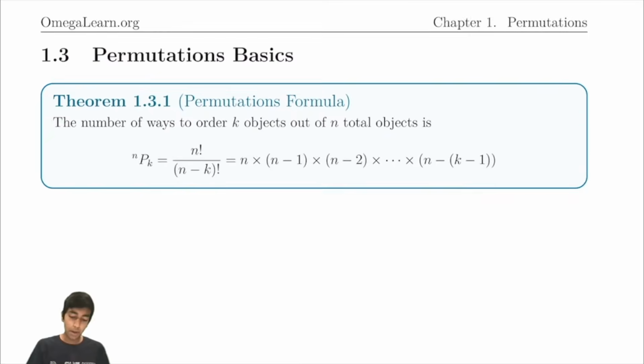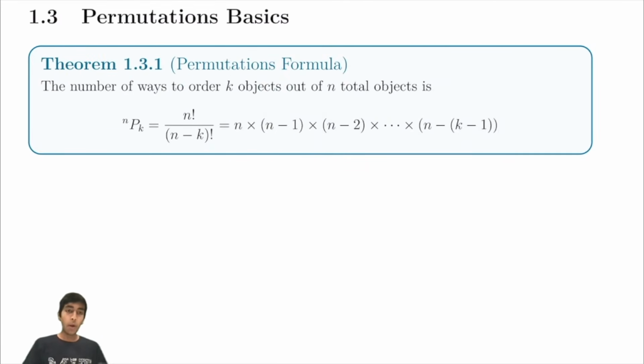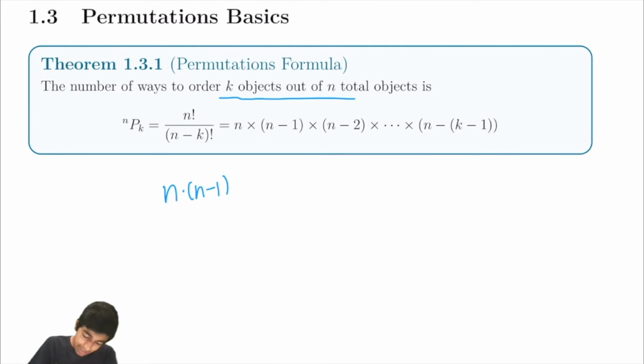Now let's explore the permutations formula. So what we just explored is an application of that formula. I know this might look a little scary, but it's just basically what we did, just generalized. So essentially what this is saying is that the number of ways to order k objects out of n total objects is just n times n minus 1 times n minus 2, all the way till n minus k plus 1. It's essentially what we did here.